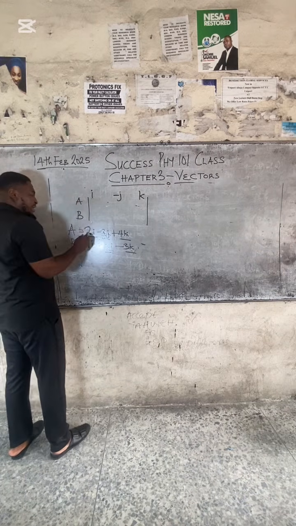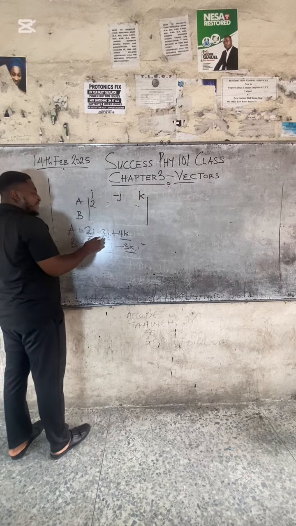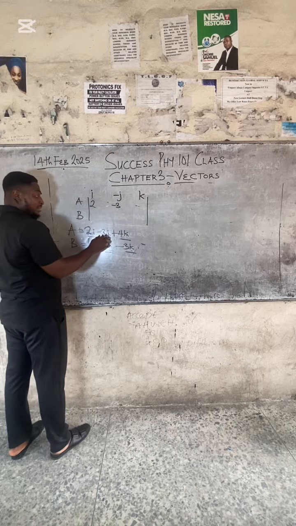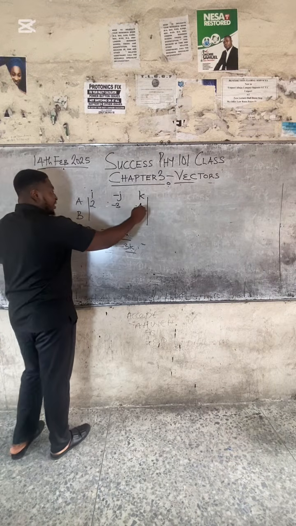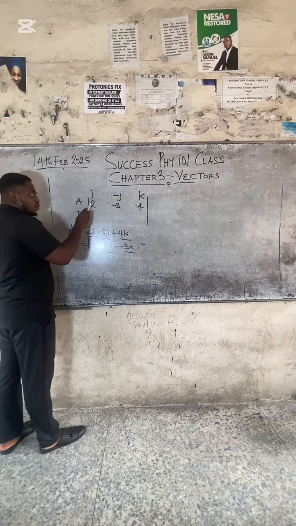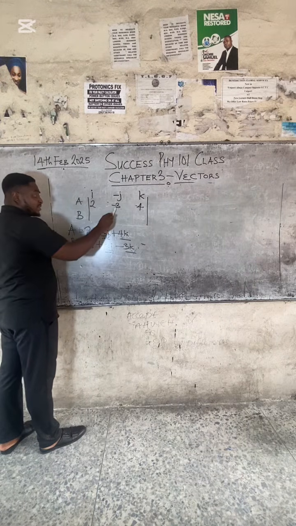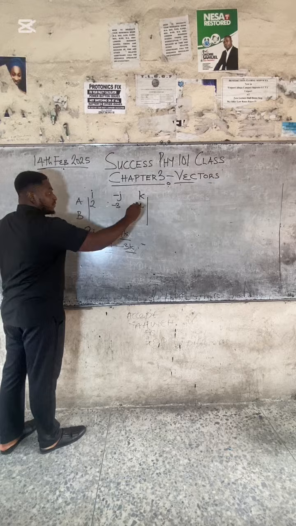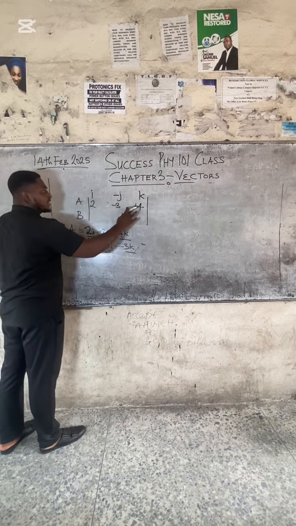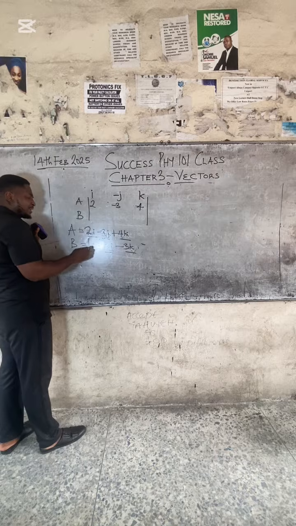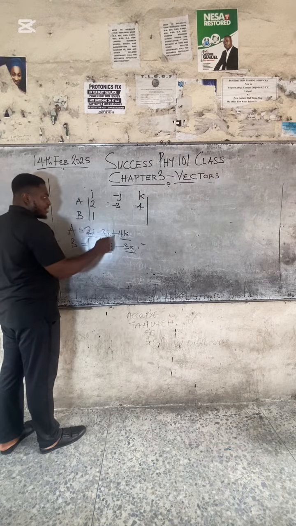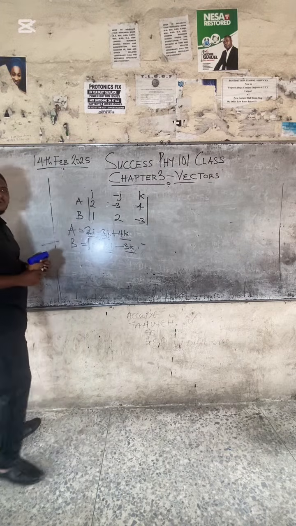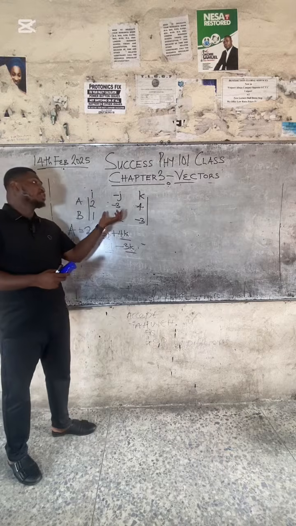Class, for A, who is I for A? 2, right? Who is J for A? Minus 3. And who is K for A? 4. I'll come again. Who is I for A? 2. Who is J for A? Minus 3. Who is K for A? Plus 4, which is the same thing as 4, right? Let's go to B. Who is I for B? 1. Who is J for B? 1. Who is K for B? Minus 3. We have transferred our vector question into the matrix.